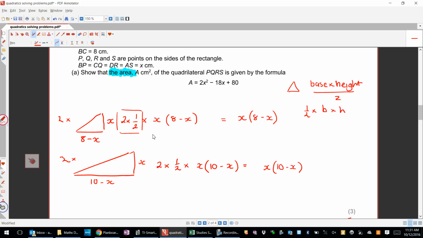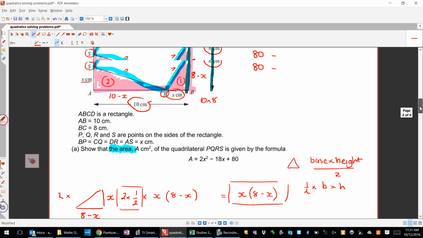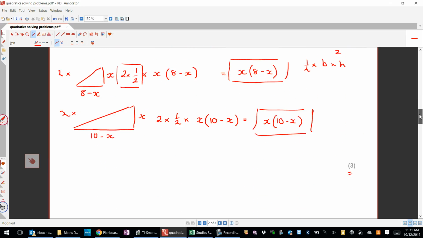Right, what do you think you do with those values then? So we've got this one and this one. What do we have to do with them? Subtract it. Do you have to do anything with those first? Because remember, it's the large rectangle subtracts all of the triangles. So we could add them together first, yeah? So I'm going to do x times 8 minus x, add x times 10 minus x, because this is the sum of the triangles.